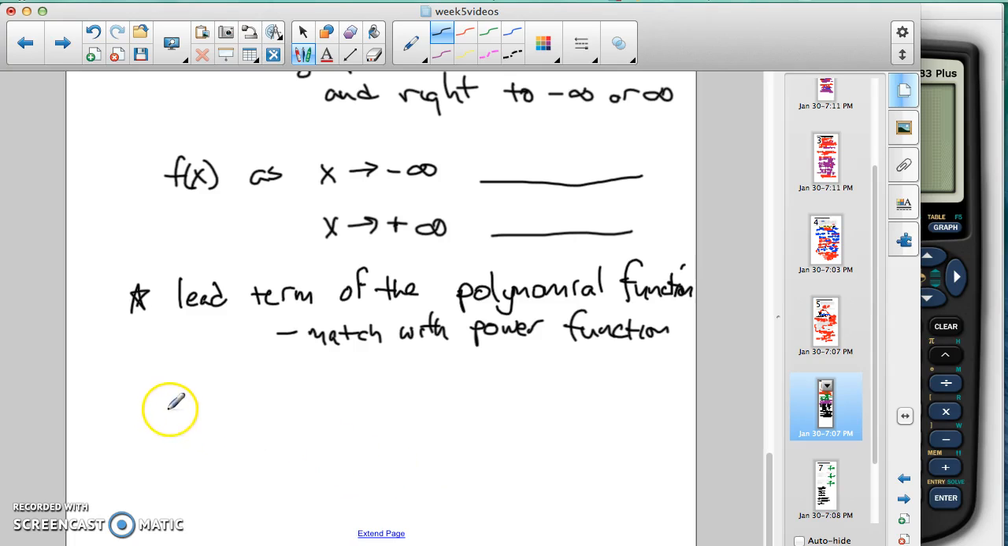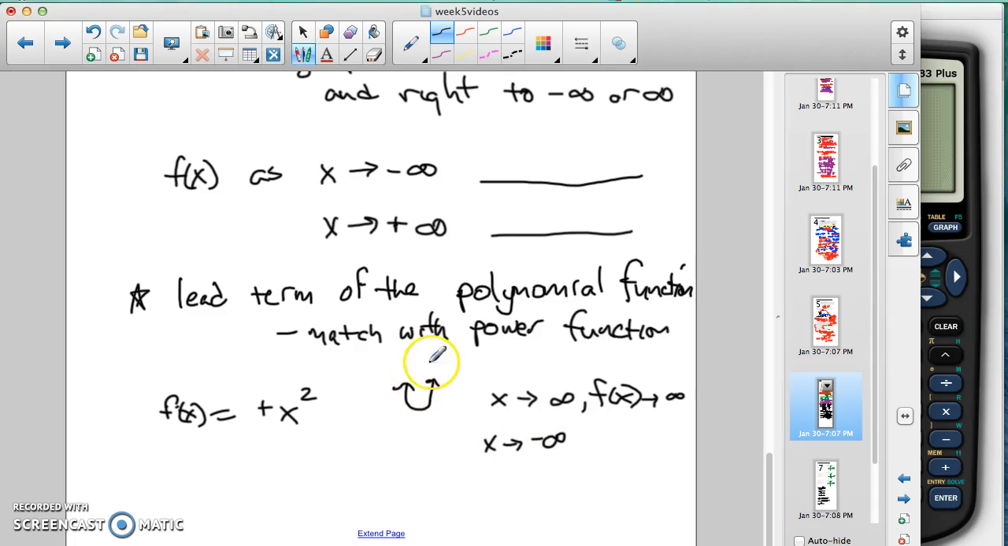So if we have f of x equals positive x squared, we're going to have something that looks like this. As x goes to infinity, we're going to go up here. So f of x goes to infinity. As x goes to negative infinity, that means we go left here. We still are going up. So we'd say f of x goes to infinity there also.